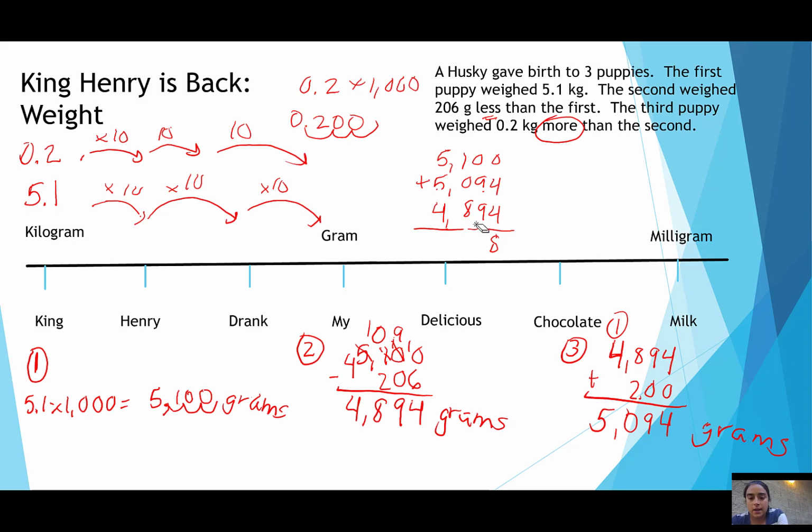4 plus 4 is 8. 9 plus 9 is 18. 1 plus 1 is 2. 2 plus 8 is 10. 1 plus 5 is 6. 6 plus 5 is 11. 11 plus 4 is 15. So the weight of all the 3 puppies together is 15,088 grams.